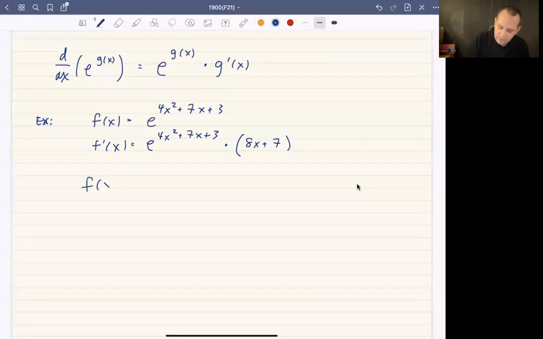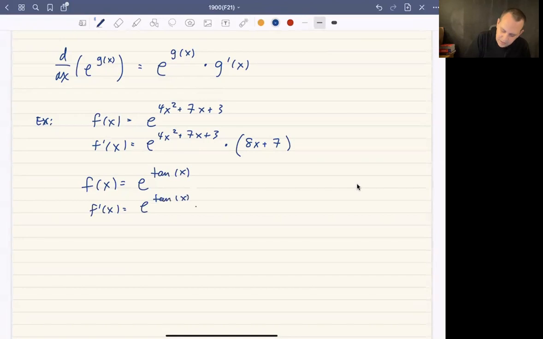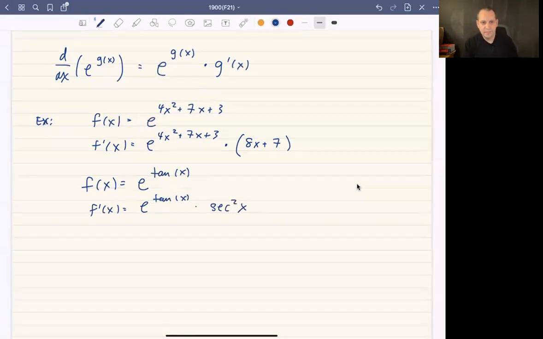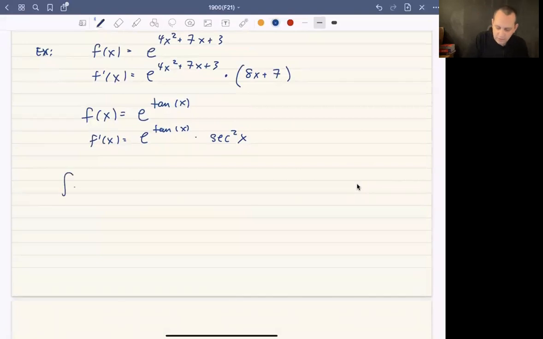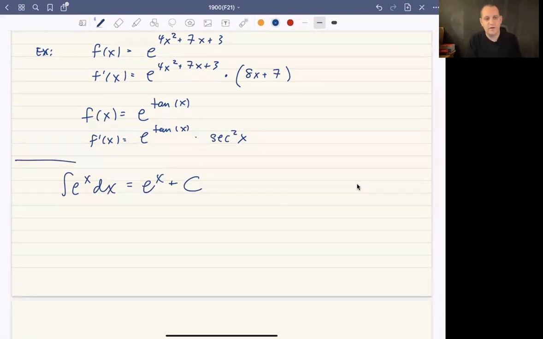Okay, or if we were to have f of x as e to the tangent of x, then the derivative would be e to the tangent of x times the derivative of the tangent of x, which is secant squared of x. Okay, and so that's how the derivative of exponentials work. And also, the integral of e to the x is e to the x. Okay, so that should not come as a surprise. If the derivative of the function is itself, then the antiderivative of the function is also itself plus a constant.